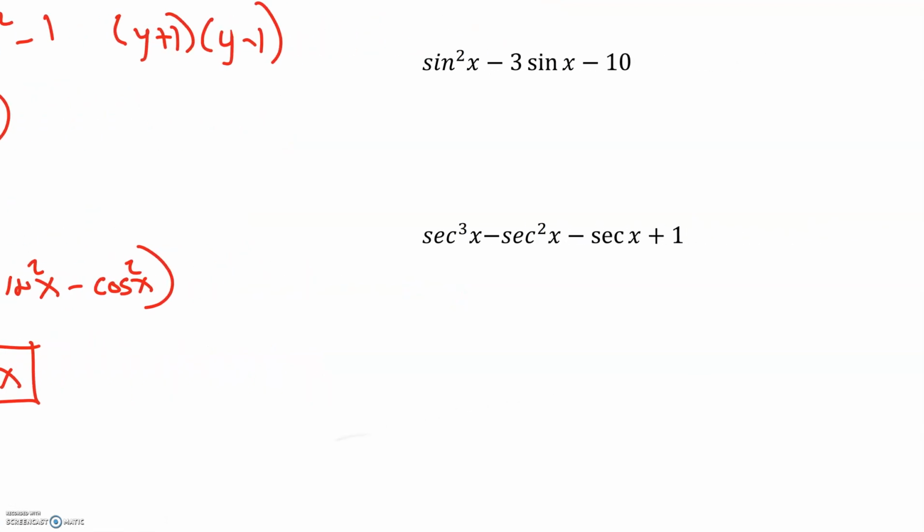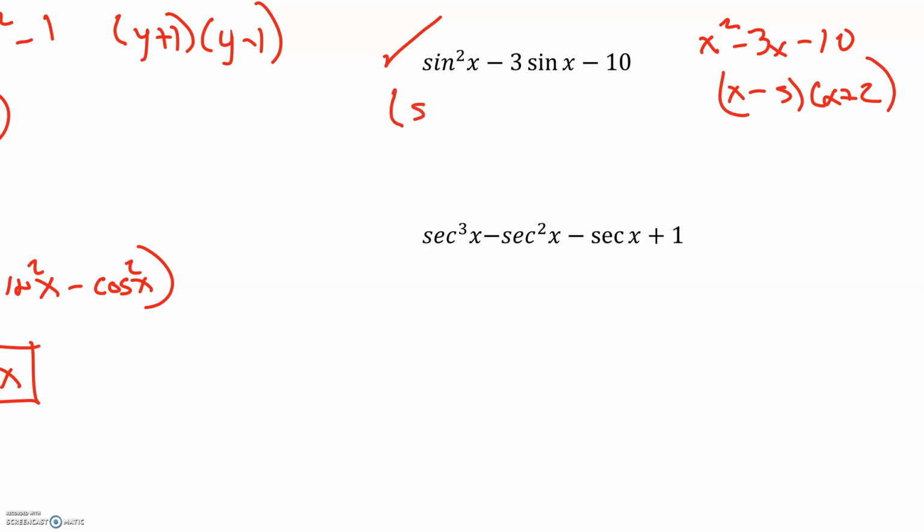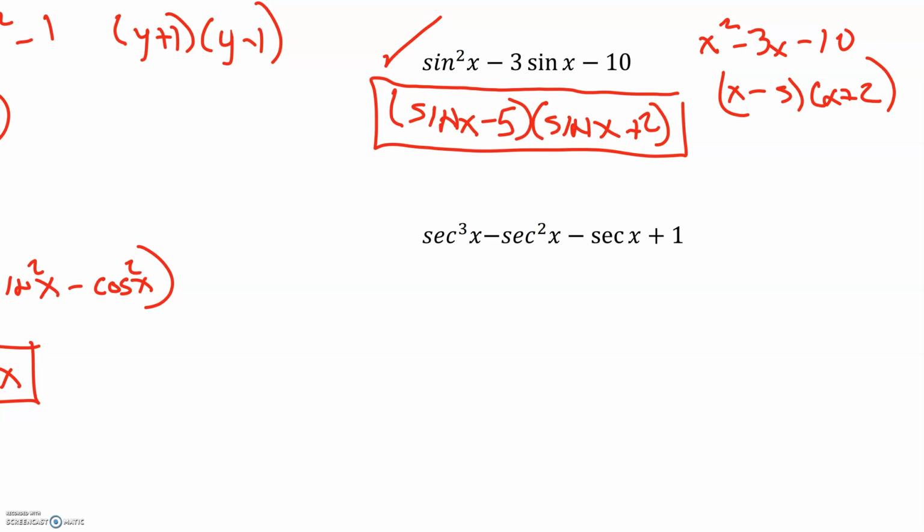Okay, let's look over here on the right. This one may not look familiar, but if we were to change it to be x squared minus 3x minus 10, right, in terms of like an algebra kind of idea, we know that this would factor to be x minus 5 and x plus 2. Well, that's what happens here. This factors to be sine of x minus 5 times the sine of x plus 2, okay? And if this were an equation, we would then be able to factor it.